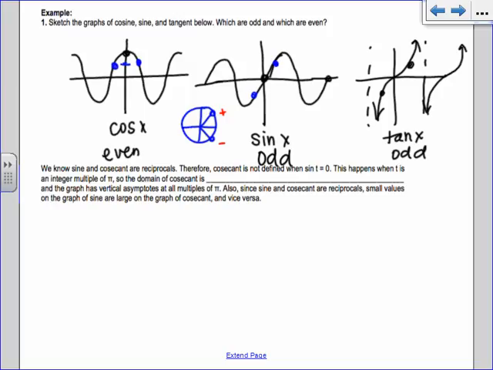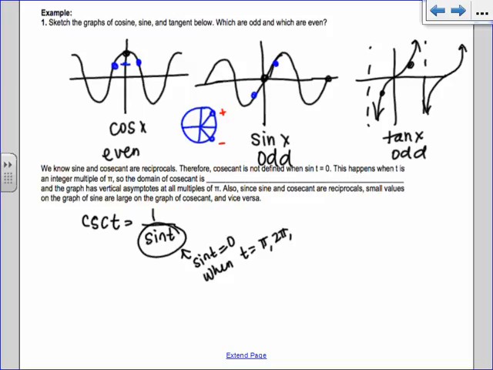Okay, so we know that sine and cosecant are reciprocals. Therefore, cosecant is not defined whenever its denominator is equal to 0, so whenever sine of t equals 0. So let me write that out. Cosecant of t is equal to 1 over sine of t. So this is undefined when t equals pi, 2 pi, 0, negative pi, and so on.